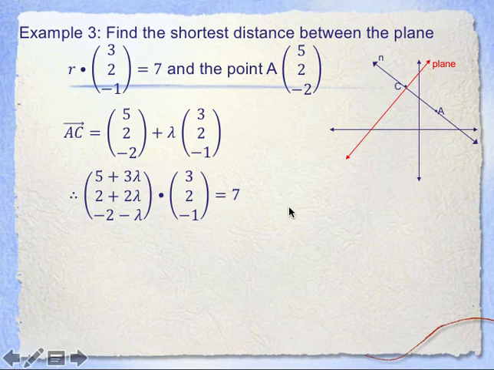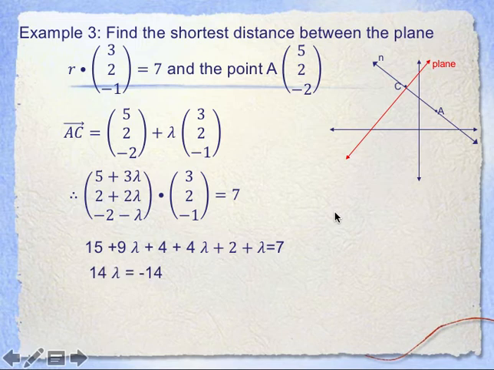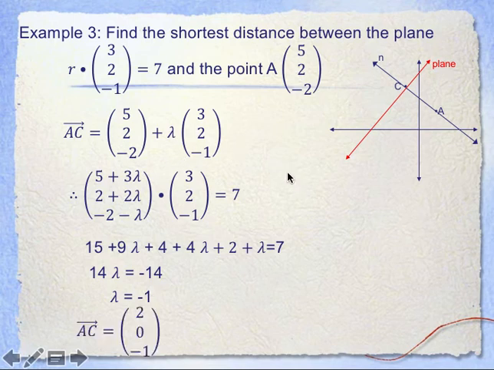So now all we have to do is start working through, so let's dot those two. Simplify, and we get lambda equals -1. So to find the shortest distance, all we have to do is put that into our AC equation. That gives us AC is 2, 0, -1.